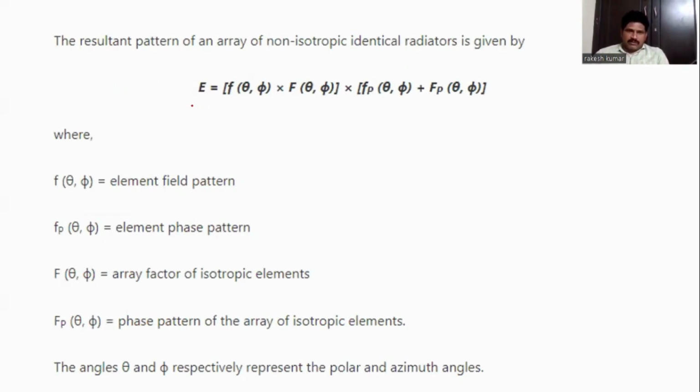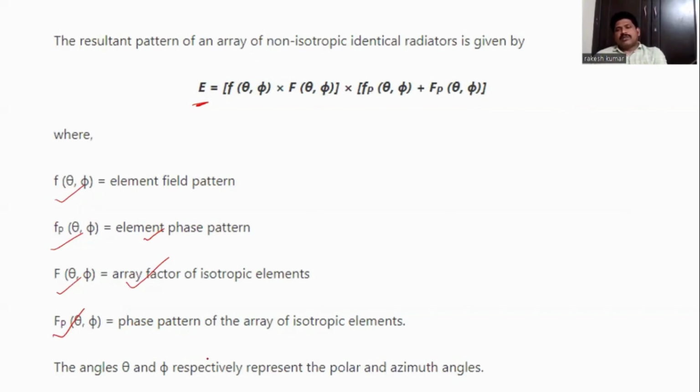The resultant pattern of any array of non-isotropic identical radiators can be given as F(θ,φ) = f(θ,φ) × F(θ,φ), where small f is the element field pattern, f_p is the element phase pattern, capital F(θ) is the array pattern of isotropic elements, and F_p(θ) is the phase pattern of the array of isotropic elements. The angles θ and φ are respectively the polar and azimuthal angles.